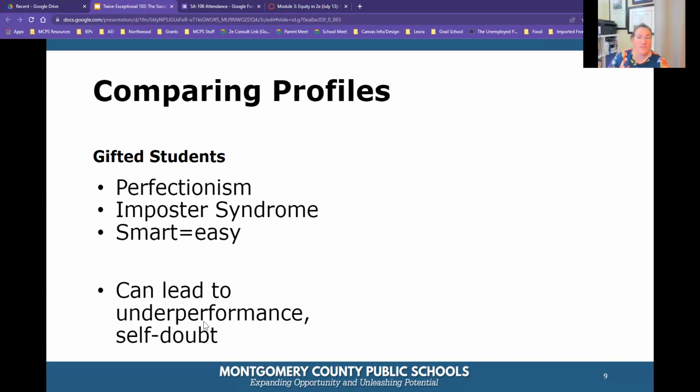We might call these students our underachieving, gifted underachievers. They very quickly will associate smart means easy, because if school is not challenging for them, they're not developing skills. And then when they find something that is challenging, they tend to shut down because, well, if I was really smart, this would be easy.